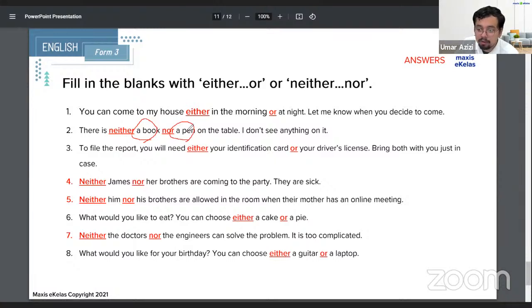Quick question to everyone before we close the class. I'm going to go to each one for number 2. A book and a pen, are they singular or plural? We see that the verb here they use is. That's a singular verb.